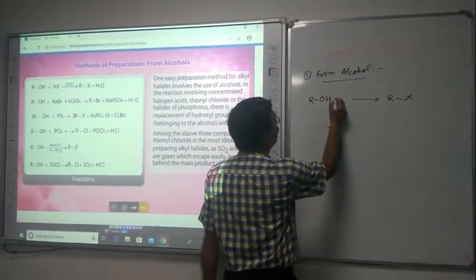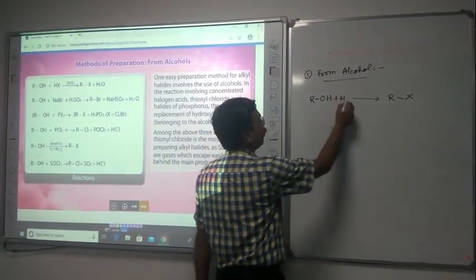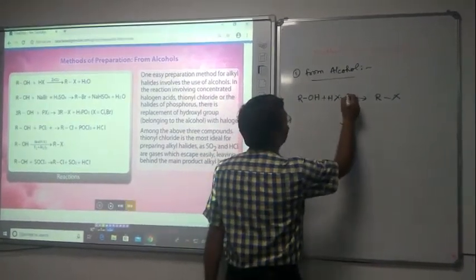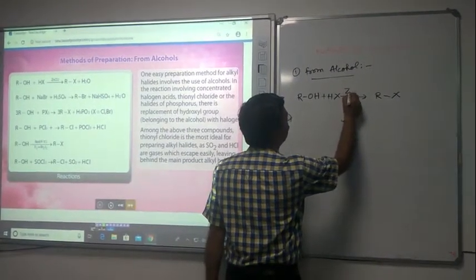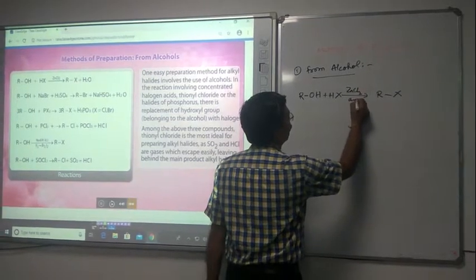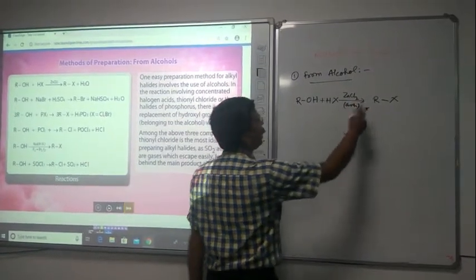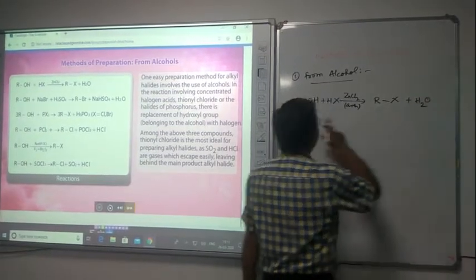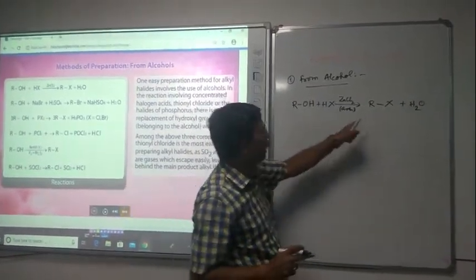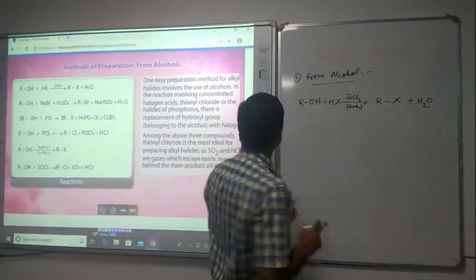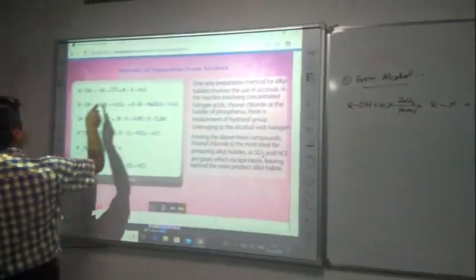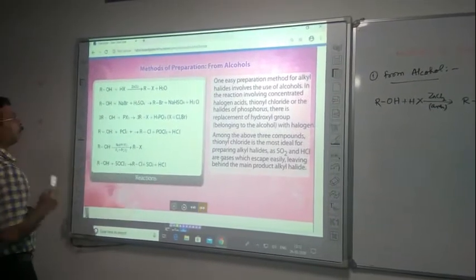So in a very simple way we can say when alcohol reacts with hydrogen halide in presence of anhydrous ZnCl2, we get alkyl halide plus water. See the examples which are given here. ROH plus HX, ZnCl2, gives RX plus H2O.